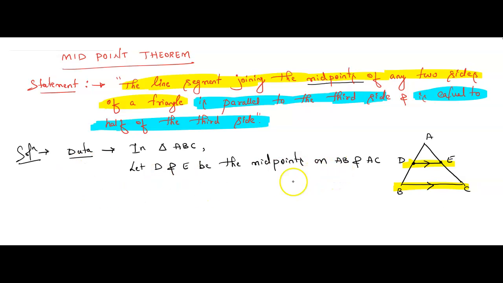If D and E are the midpoints, then what we have to prove? What should we prove, children? If you want, you can write it as prove, or to prove that, TPT, as a shortcut.